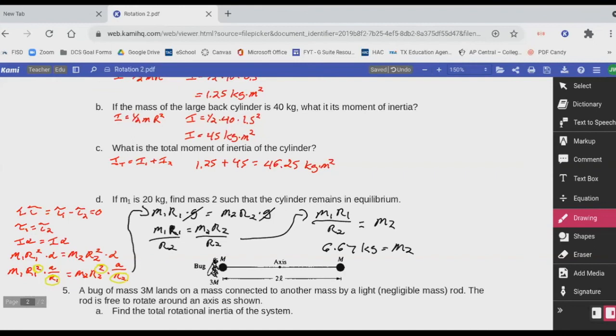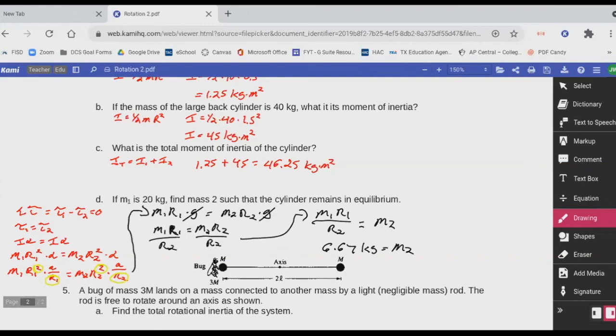Mr. Motley, why couldn't you cancel angular acceleration before we broke it into linear acceleration over radius? Because when it was alpha, on one side I was dealing with r1, on the other side I was dealing with r2, so it wasn't the same. Oh, okay.